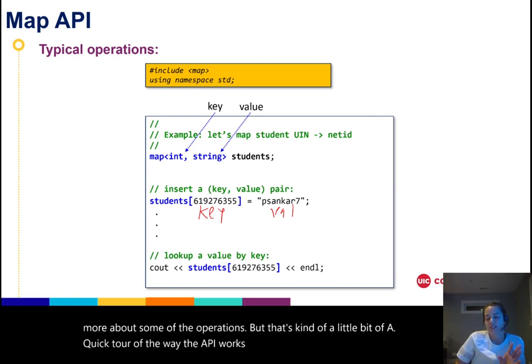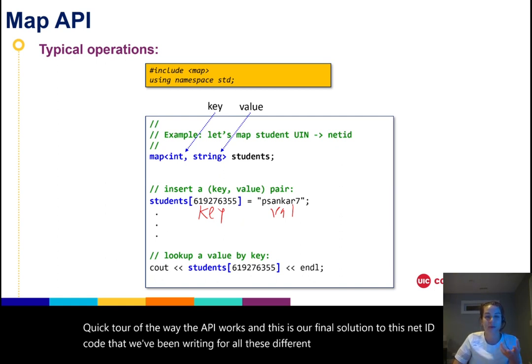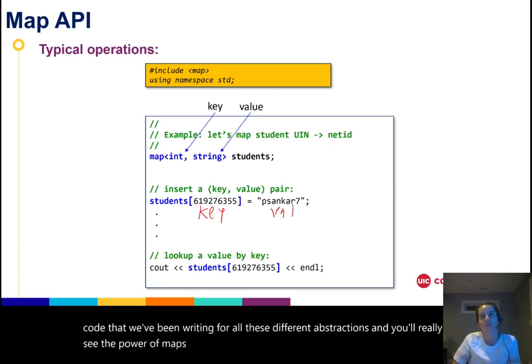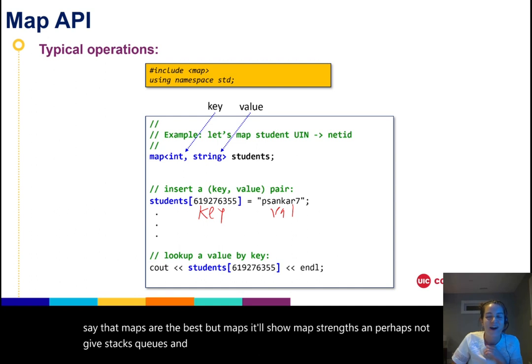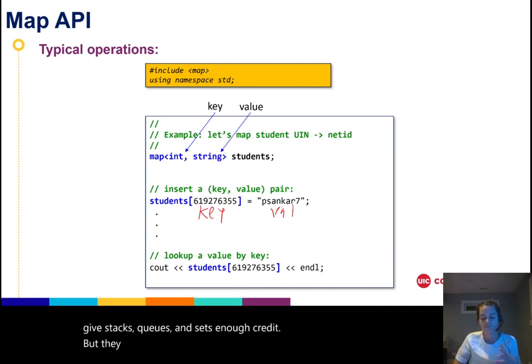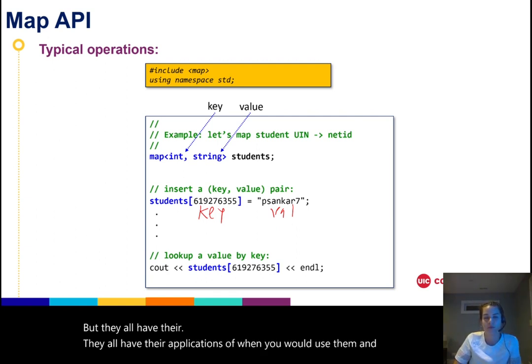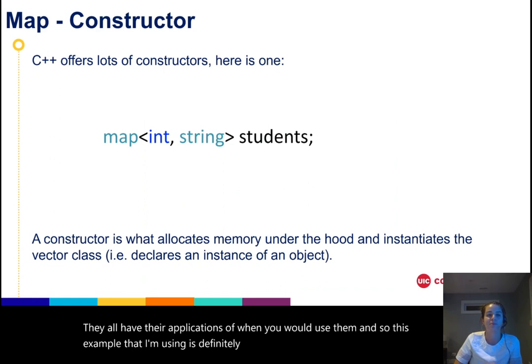And this is our final solution to this UIN NetID code that we've been writing for all these different abstractions. And you'll really see the power of maps because maps do this problem the best. It's not to say that maps are the best, but it'll show maps' strengths and perhaps not give stacks, queues, and sets enough credit. But they all have their applications of when you would use them. And so this example that I'm using is definitely best suited for a map.